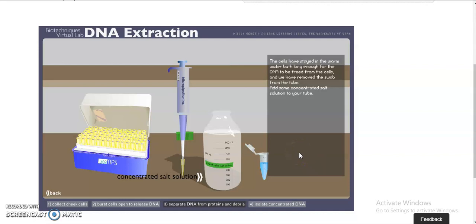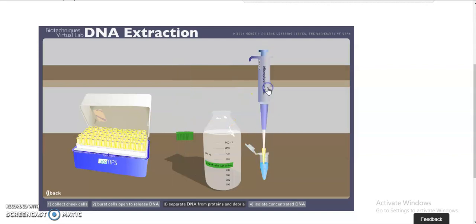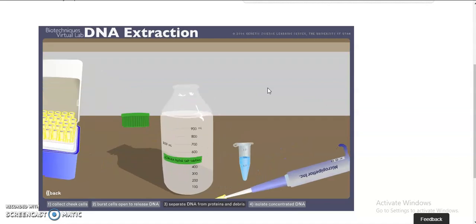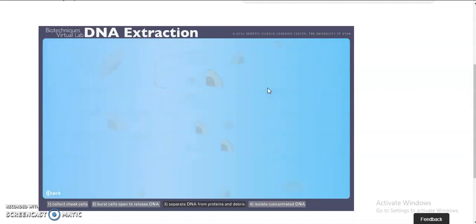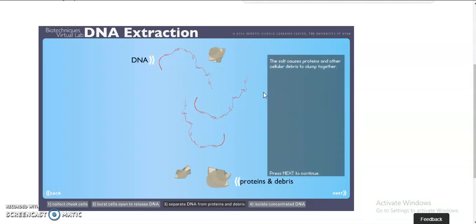Next, the cells have stayed in the warm water bath long enough for the DNA to be freed from the cells, and we remove the swab from the tube and add some concentrated salt solution to the tube. The salt causes protein and other cellular debris to clump together.